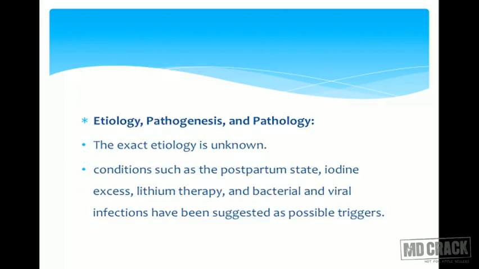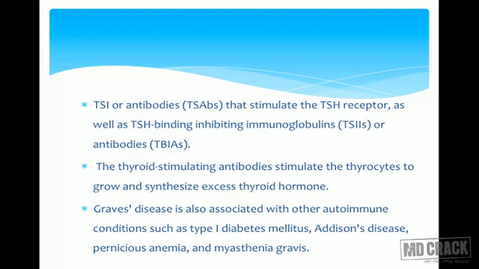What is the etiopathogenesis? The exact etiology is not known. Conditions such as the postpartum state, iodine excess, lithium therapy, and bacterial or viral infections have been suggested as possible triggers. So if you are asked what the possible etiological factors are, you should remember these 3-4 main factors. Next, we have the thyroid stimulating antibodies that stimulate the thyroid receptors, as well as TSH binding inhibiting immunoglobulins or antibodies.